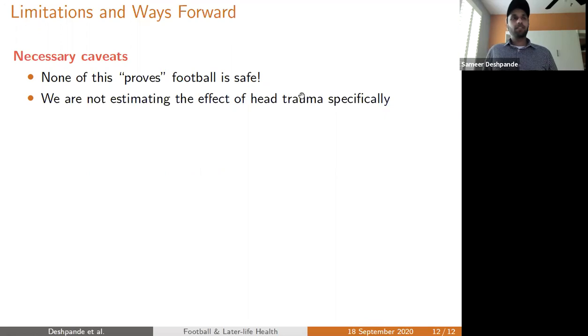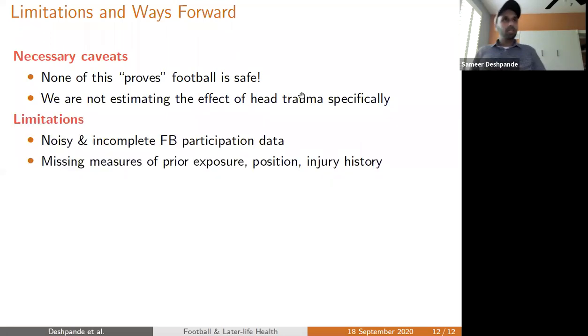And the second big caveat is that we were focused on estimating an effect of just playing football, not on head trauma specifically or the number of concussions specifically. So it's totally plausible, and my personal belief is that it's quite likely, that people who have a history of a lot of concussions will suffer from more adverse health effects later in life. But our studies were just not set up to establish that. And as with most observational studies, there are some important limitations.